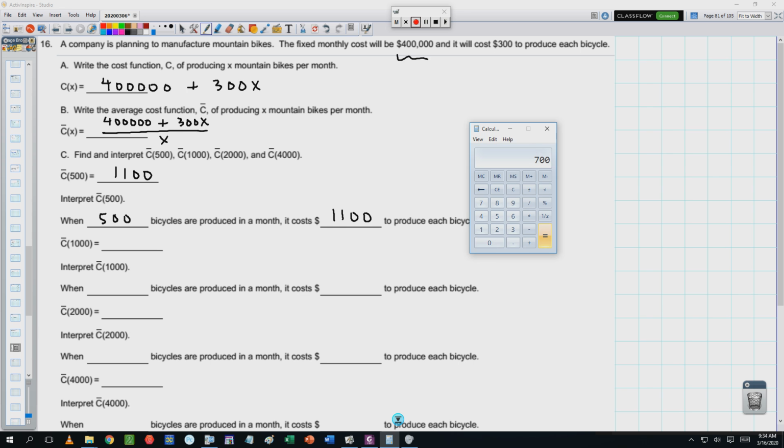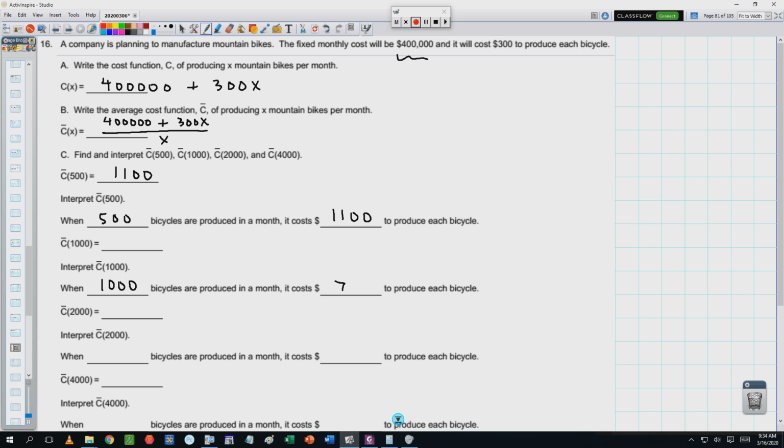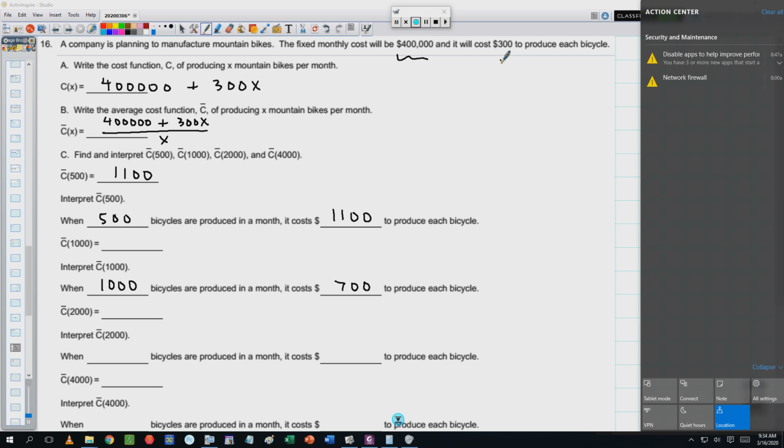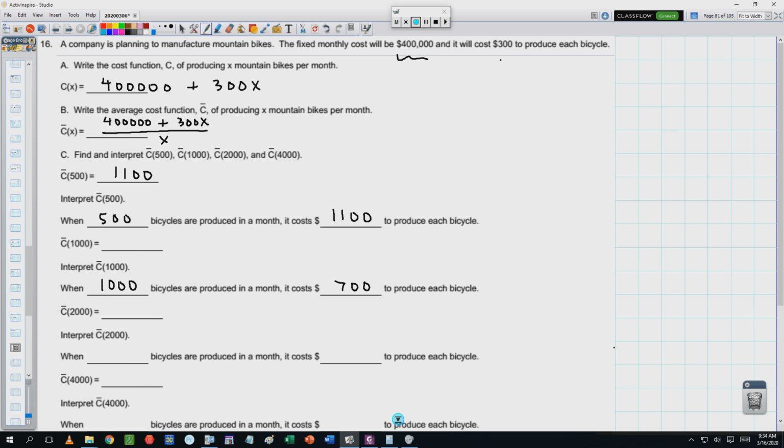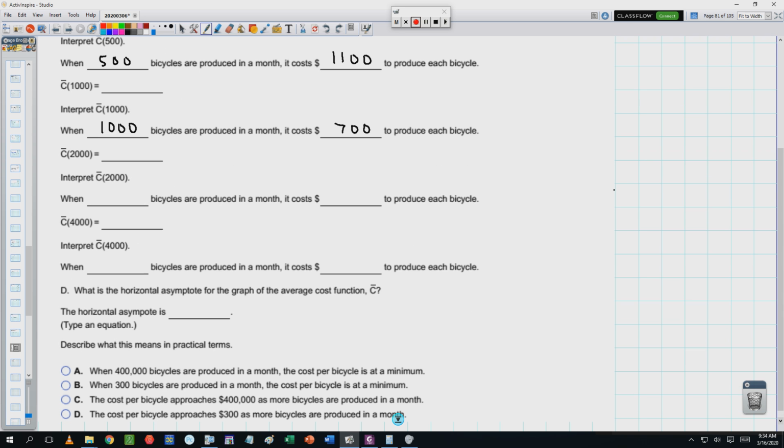When 1,000 bikes are produced, it costs 700. So we're getting closer to it costing less to produce each bike, but you still have to make up a lot of that fixed cost. Scroll on down to 2,000.